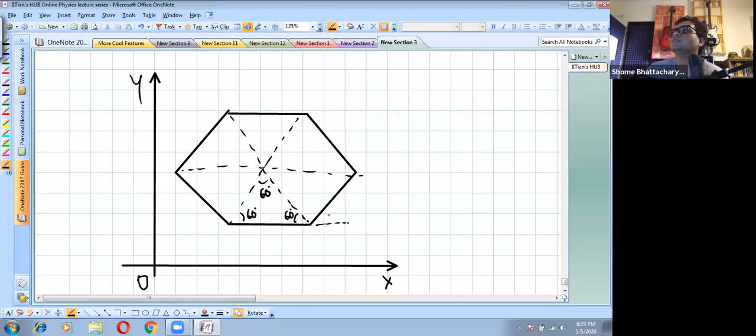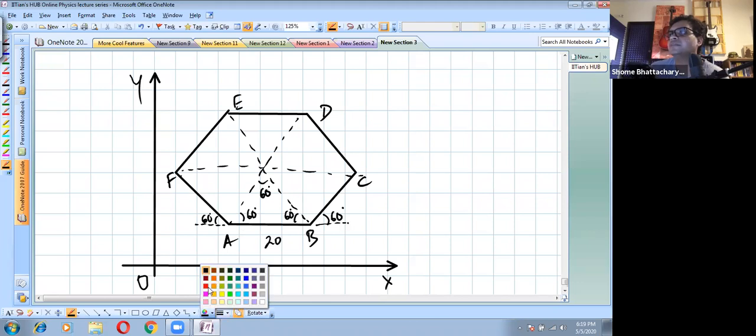Which means that this angle is also 60, which means that this angle is also 60. So for example, we are taking the hexagon as ABCDEF like this, and the hexagon side length is 20 centimeters. So for example, when you are expressing the vector AB like this, and you are expressing the vector BC like this, all these vectors you write in component form.